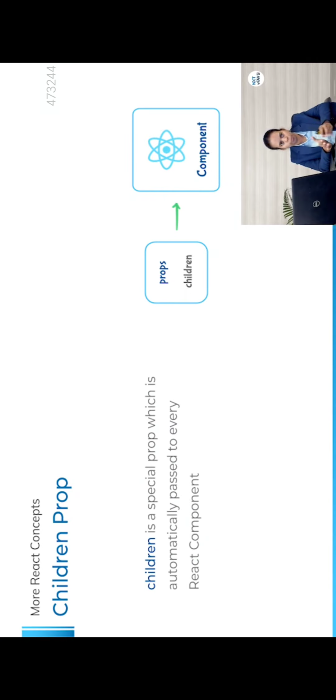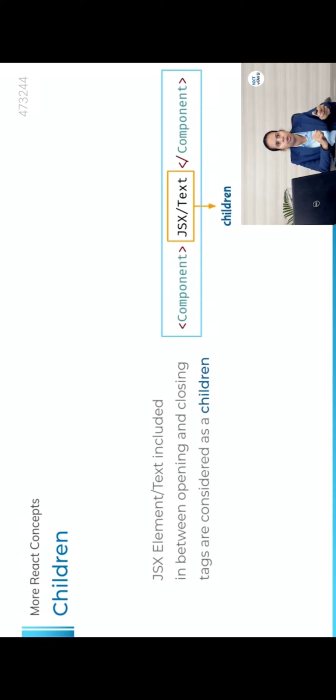Children is actually a special prop which is automatically passed to every React component. You need not explicitly pass this children prop. React will automatically pass this to every React component. Now let's understand what the value of this children prop would be. Whatever we mention within the opening and the closing tags of the component, it could be JSX, it could be text, that is considered as children, and it will be sent as a value to the children prop of that component.